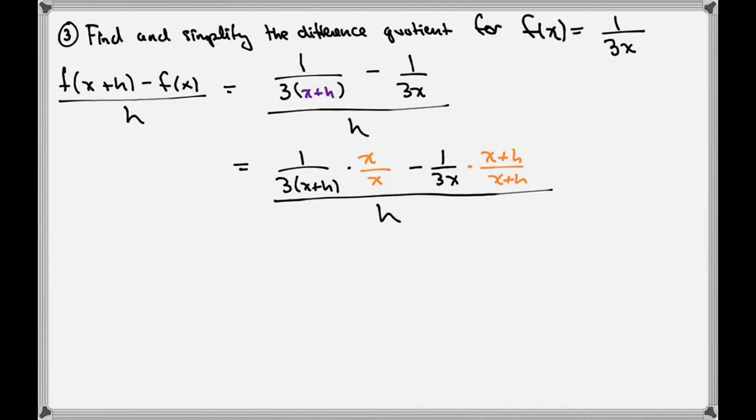Let's perform the subtraction in the numerator here. So it's going to be x minus 1 times x plus h, so minus the quantity x plus h when I subtract the numerators. They'll all be over the same denominator, 3 times x plus h. And everything is being divided by h.